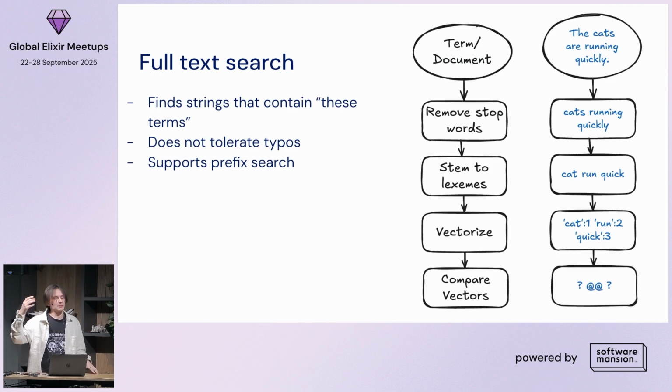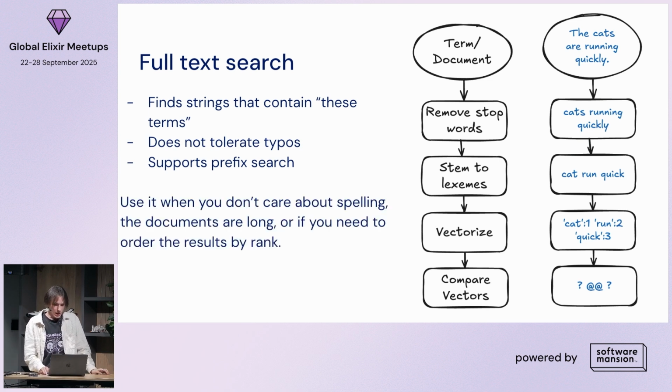So probably if you open a PDF document and search for something there, you will use full text search under the hood. And if you try to find something with a typo, this won't work because full text search won't tolerate typos. But prefix search will work. So this is the thing. And we use full text search when we don't care about spelling, the documents are long, and you need to order the results by how closely they match what you've input.